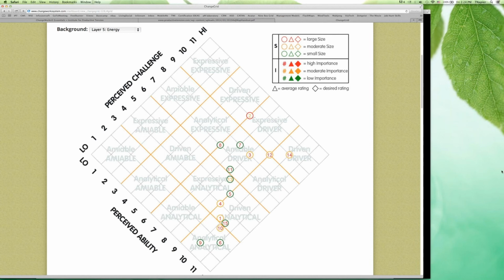I noticed that you guys also didn't want to send the analytical on this task. What's wrong with the analytical energy when it comes to leading this deployment of this change across the organization? Why not the analytical energy?